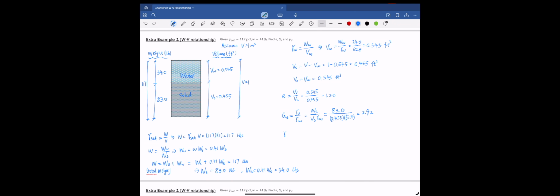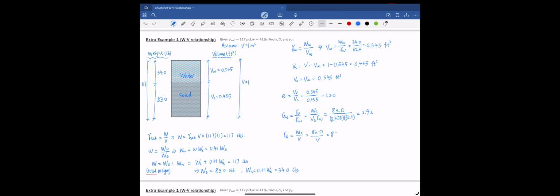Finally, the dry unit weight, gamma D, is weight of solid over total volume. And again, using the information from the phase diagram, just plug in the numbers, we get dry unit weight is 83 pounds per cubic foot. This problem can be solved by assuming the volume of the solid, Vs, is 1.